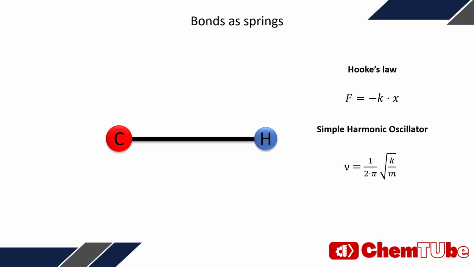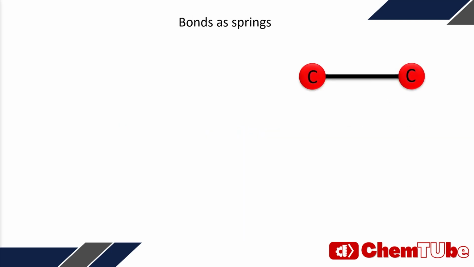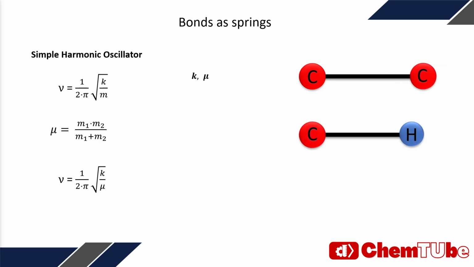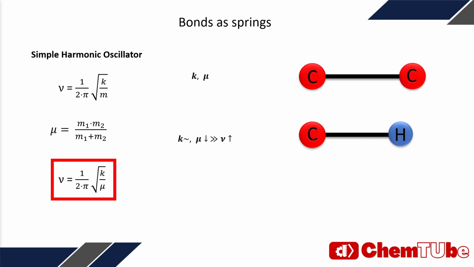The frequency of this oscillation can be derived, and the formula is the following, where the frequency depends on the mass and bond strength. Let's take a look at two carbon atoms connected by a single bond. Here, instead of normal mass, we use reduced mass. If the bond again absorbs IR light, it gets excited to a higher energy level with a certain frequency. If we replace the carbon atom by the hydrogen atom, the bond strength stays pretty much the same, but the reduced mass gets a lot lower. If we look at the formula, then we see that the frequency gets higher.